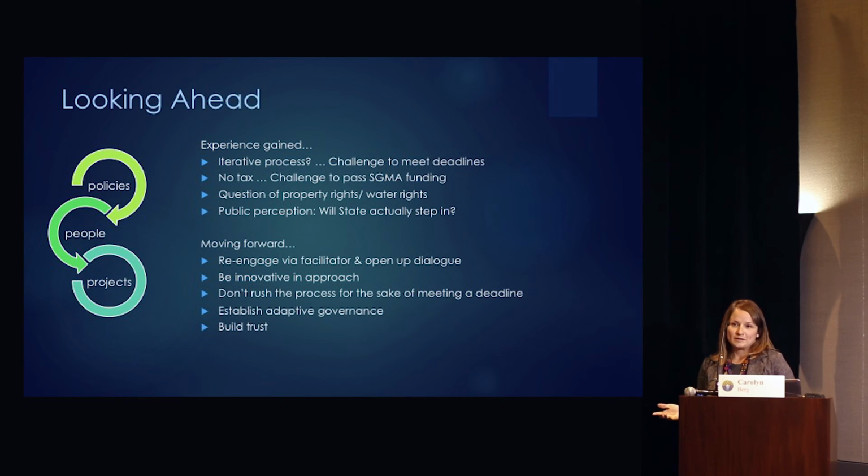And then there's this public perception that some people just want to see whether the state will come in. I have heard that from people. They don't necessarily believe it, so they're not sure that it warrants them actually taking action.